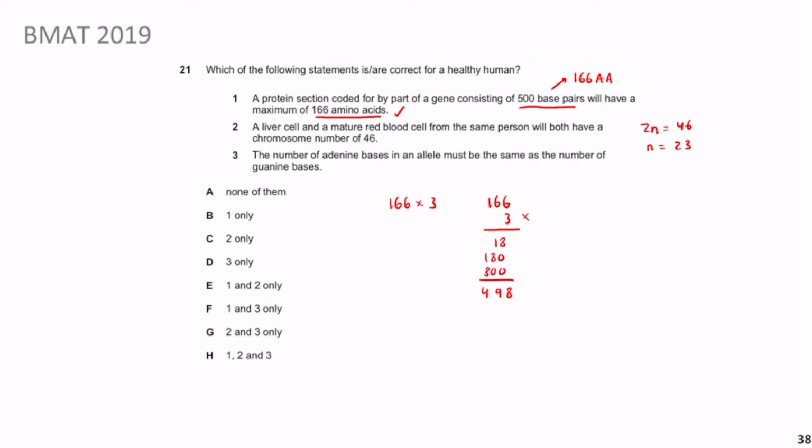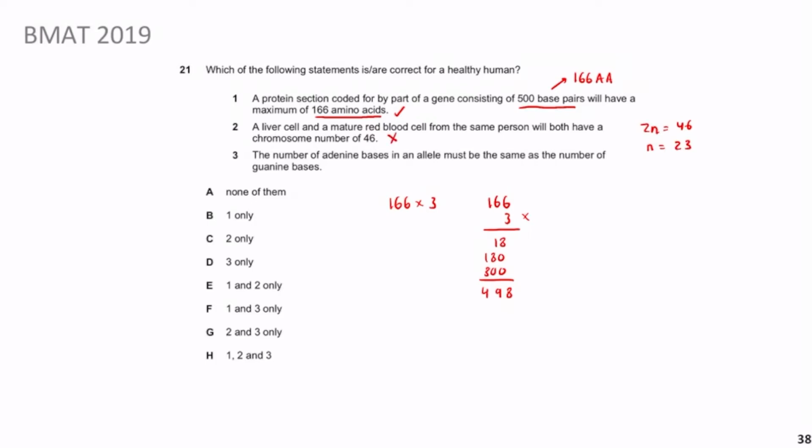But here's a trick, guys. Remember, you need to know what a mature red blood cell is. A mature red blood cell is just a bag of hemoglobin, and that means that it doesn't have any nuclear DNA of any sort in its interior. So that wouldn't have any chromosome number at all. So this would be incorrect then.